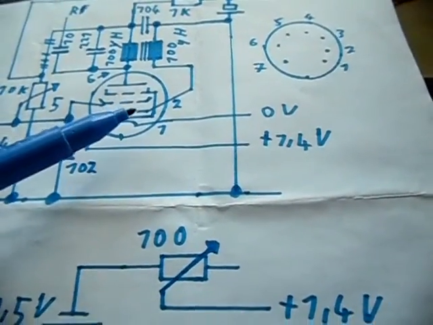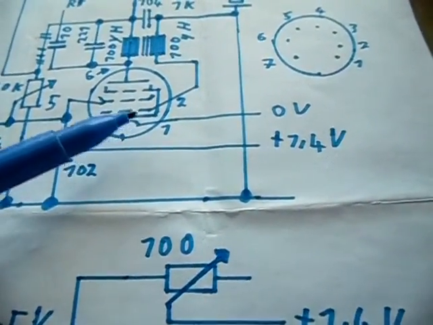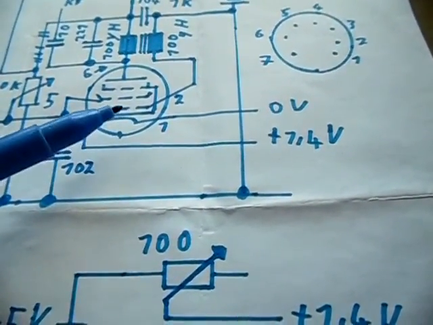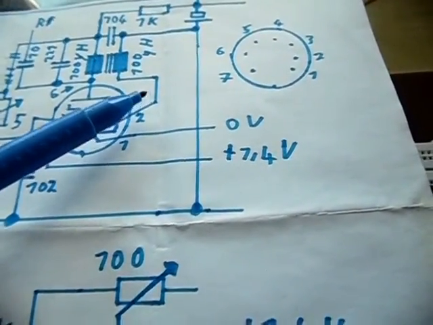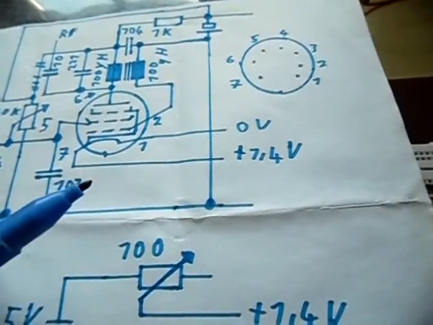And also there is a rule that the cathode needs to be more positive than the grid. And so you want to connect a resistor between the cathode and ground. Could be a 10K resistor or so.